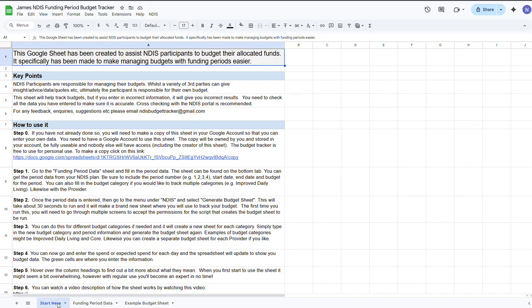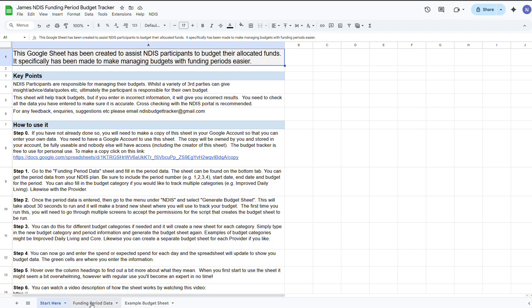Down the very bottom, you'll see that there are 3 tabs: Start Here, funding period data, and example budget sheet. Start Here gives you some brief instructions for how to use the sheet. The funding period data allows you to enter in your own personal funding information. And then the example budget sheet just shows you a working example so you can have a look at how the sheet works.